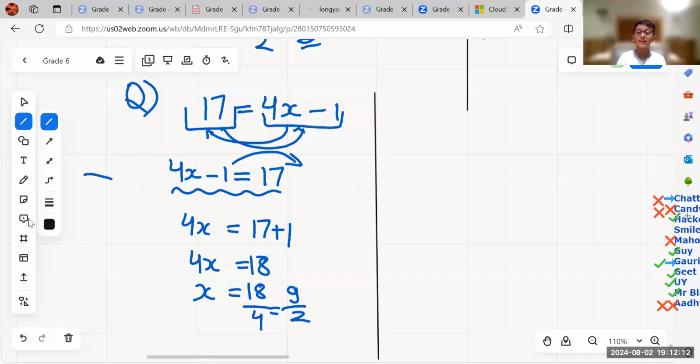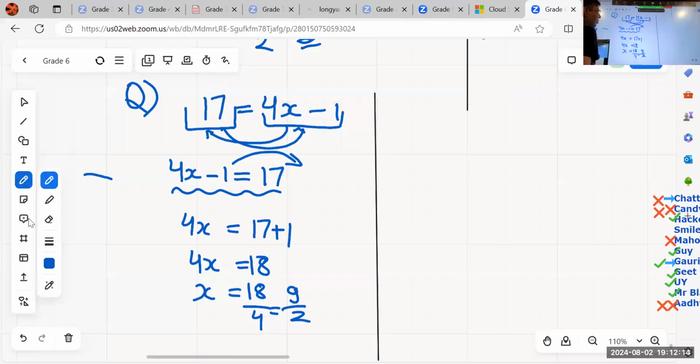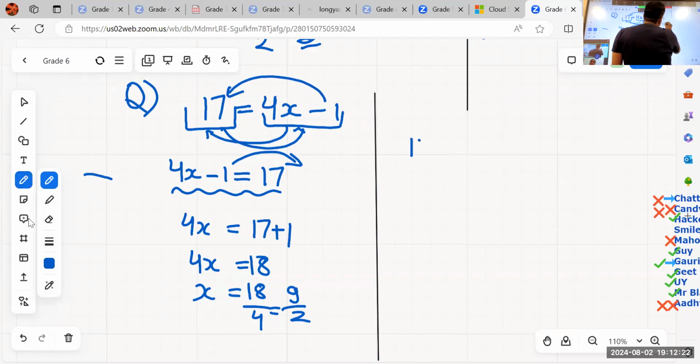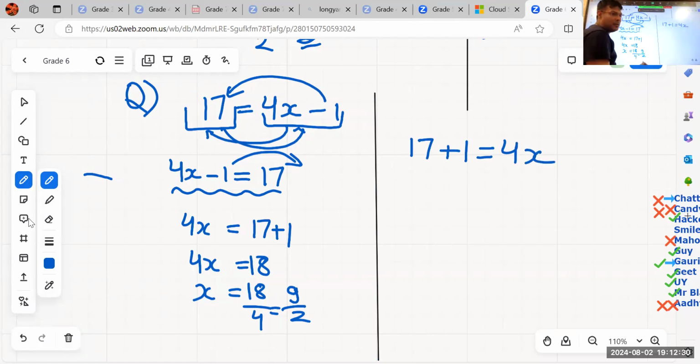Yes, sir. As I told you, there is nothing wrong with keeping x on the right side. So what will happen? यहाँ पे मुझे 1 को left side ले जाना पड़ेगा. So -1 will become +1. And it will be 4x. थोड़ा सा अजीब लग रहा है ना? It's like the same thing, but it's looking a little bit different.